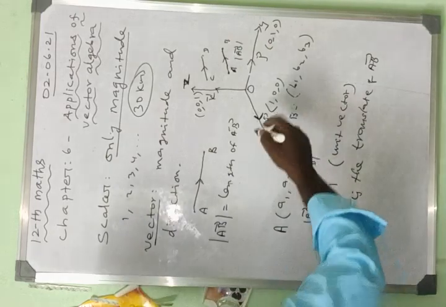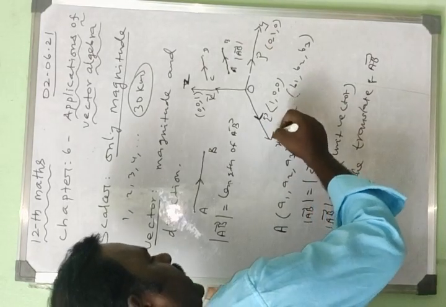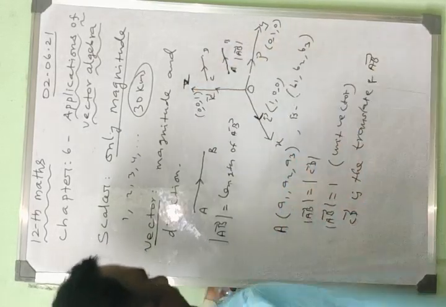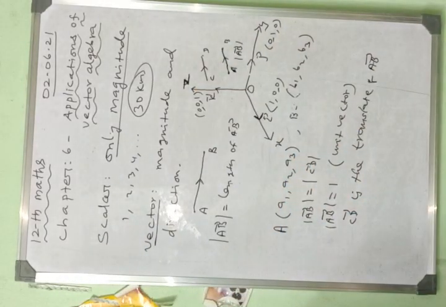This is the coordinate of the x-axis value. This is the coordinate of the y-axis value. This is the coordinate of the z-axis value. Okay, like this.